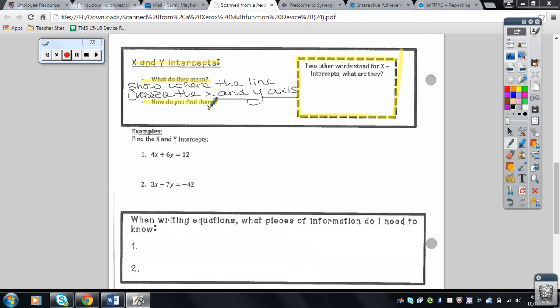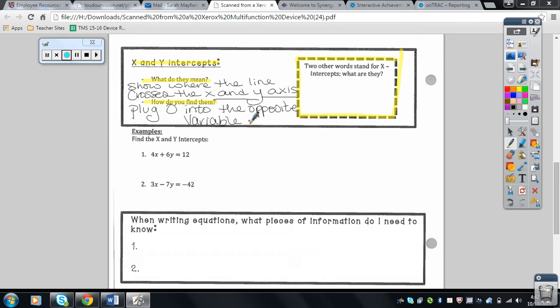So how do I find them if I give you an equation and I don't give you a picture? How would I find them? I'm going to plug 0 into the opposite variable. So if I'm finding the x-intercept, I'm going to plug 0 into y and solve. If I'm finding the y-intercept, I'm going to plug 0 into x and solve. Okay? So let's look at this first example.